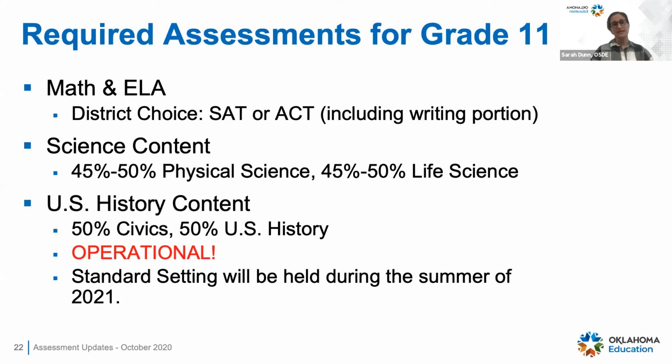The U.S. history test is the only test that we give that is not required by the federal government. It is required, however, by Oklahoma state law, and that is why grade 11 students take that one.